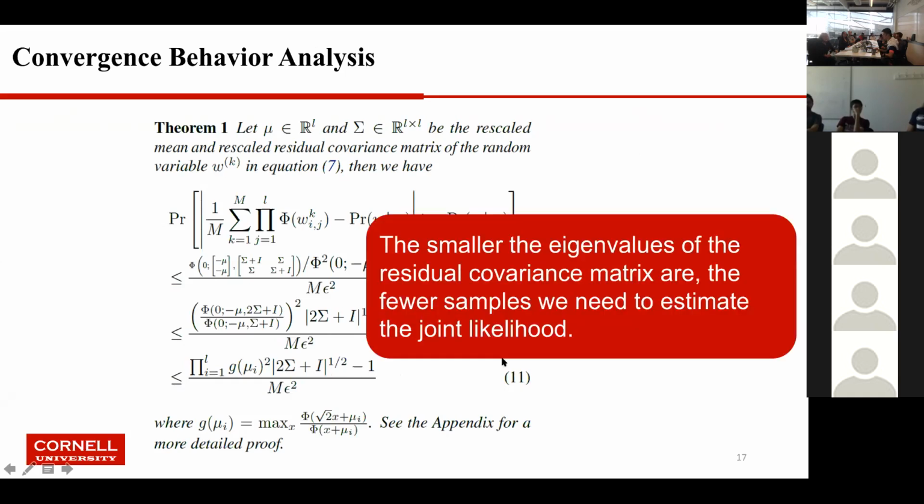This basically says the smaller the eigenvalues of the ratio covariance are, the fewer samples we need to estimate the joint likelihood. Actually, each step here is a series of relaxations of the original estimation to eventually have a closed form. To be honest, this upper bound is really an upper bound. It's far away from the real number, but it still provides a lot of information in terms of the relationship between the number of samples we need and the ratio covariance matrix. A very straightforward idea is just to restrict the eigenvalues of this ratio covariance matrix so that we can use fewer samples to estimate.